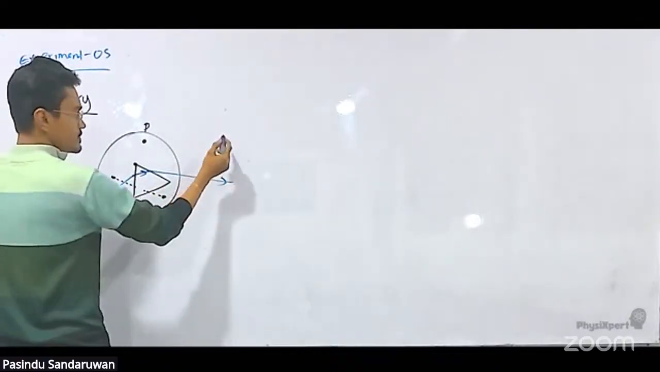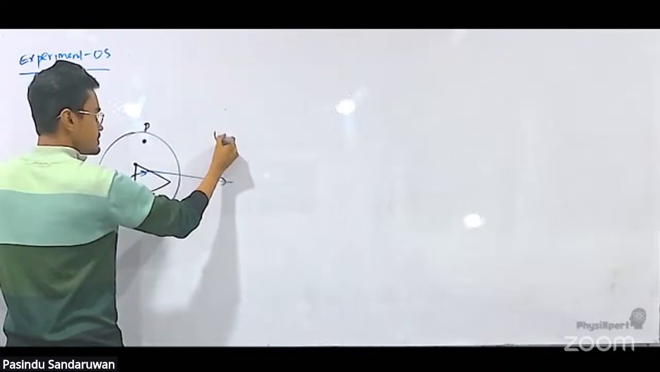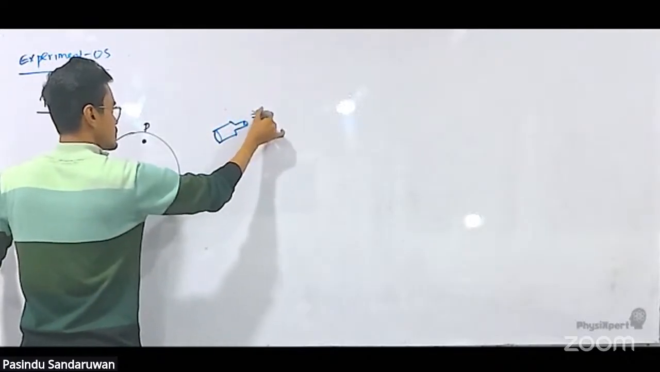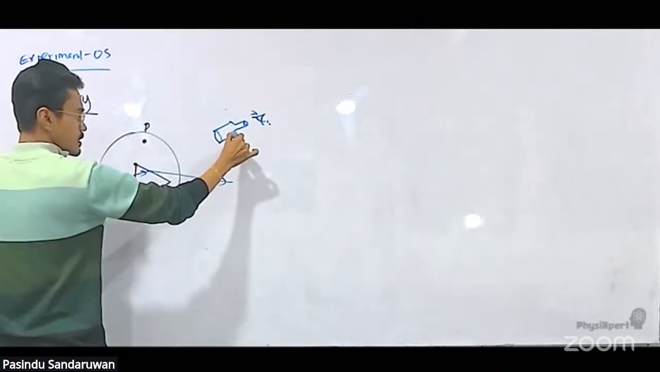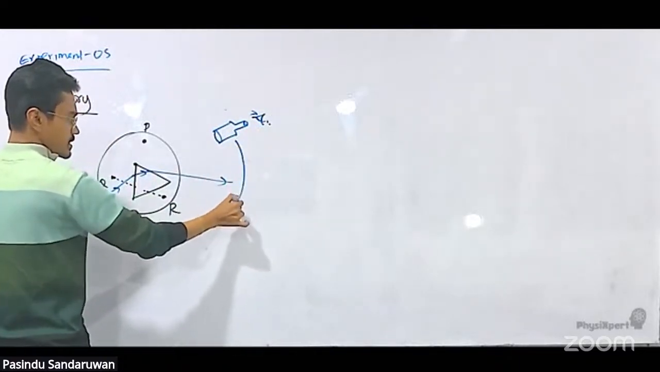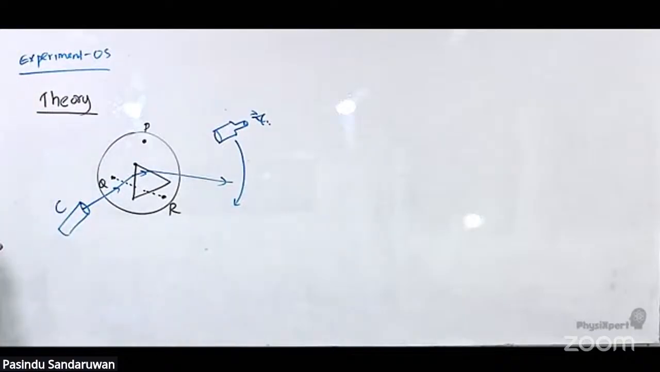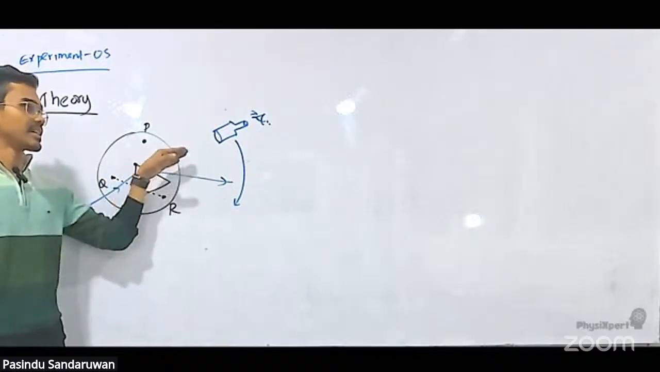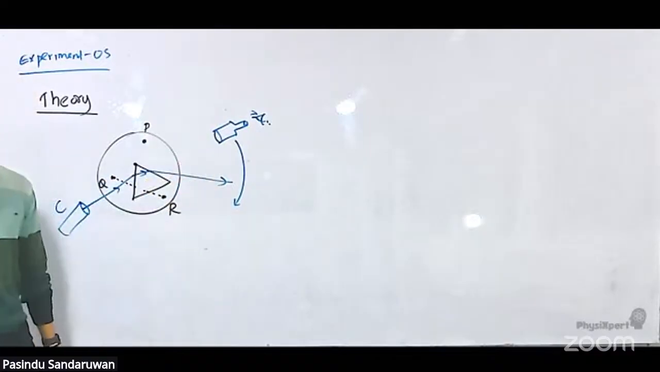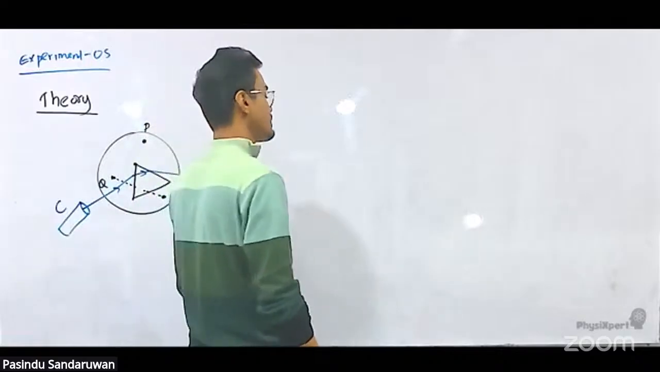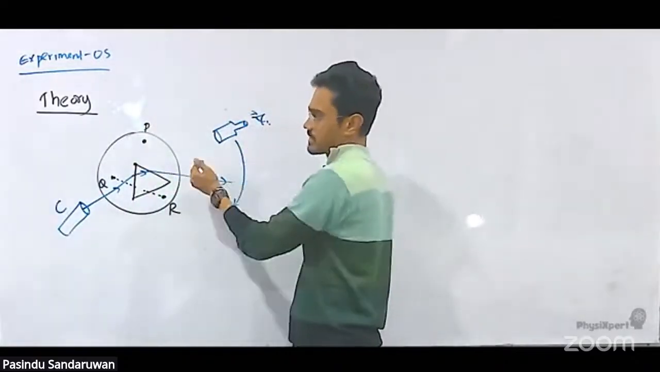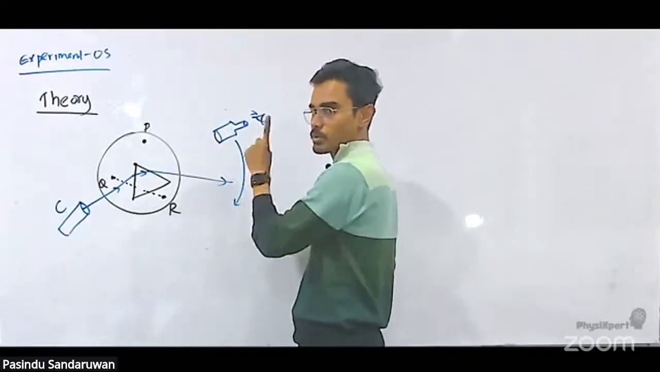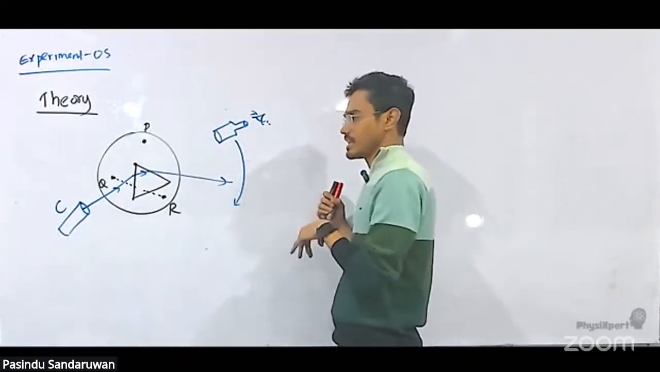We may observe the image somewhere here. Then we turn this to here. There are millions of light rays coming, but for a range, you can see this image. You will see the image over a range.